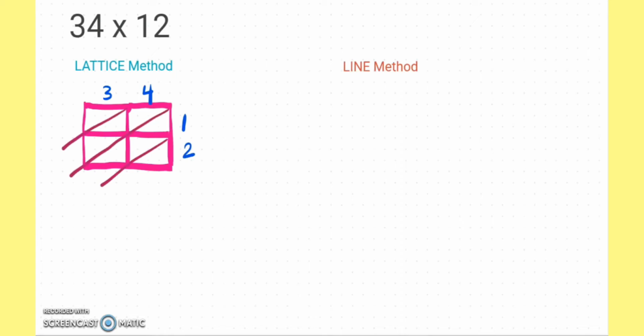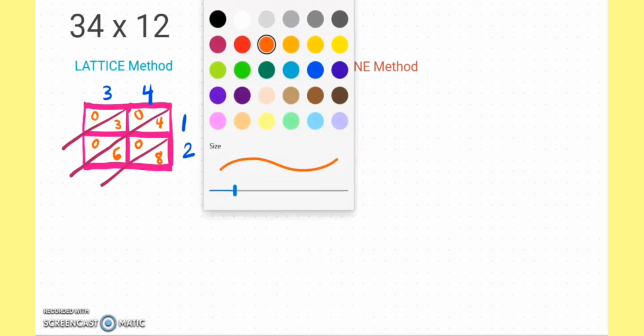So let's now proceed to finding the product. So we have 4 times 1, which is a 4, so that's 0, 4. Next, we have 4 times 2, which is an 8, so that's 0, 8. We have 3 times 1, which is a 3, so that's 0, 3. Then 3 times 2, which is a 6, so we have 0, 6. Now let's proceed to adding the numbers in each group.